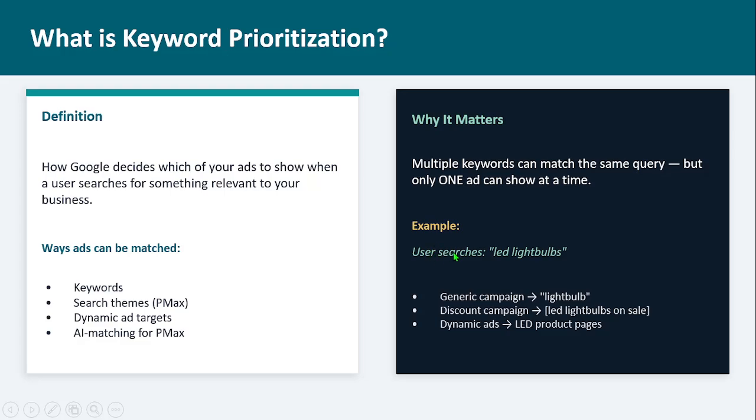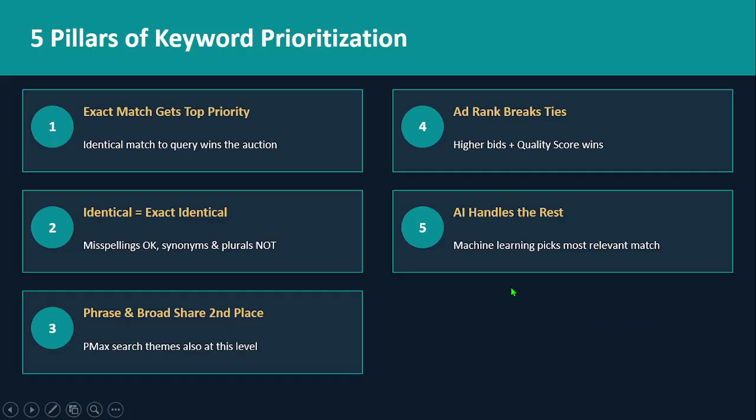For example, a user searches for LED light bulbs, and there is a generic light bulb campaign, a discount campaign like LED light bulbs on sale, and a dynamic search campaign using the LED product page. Keyword prioritization has 5 pillars.